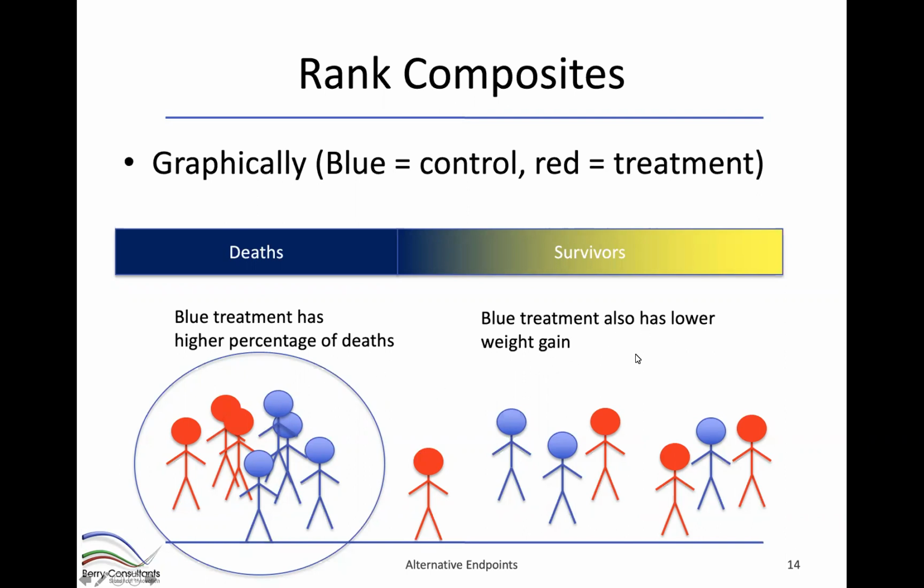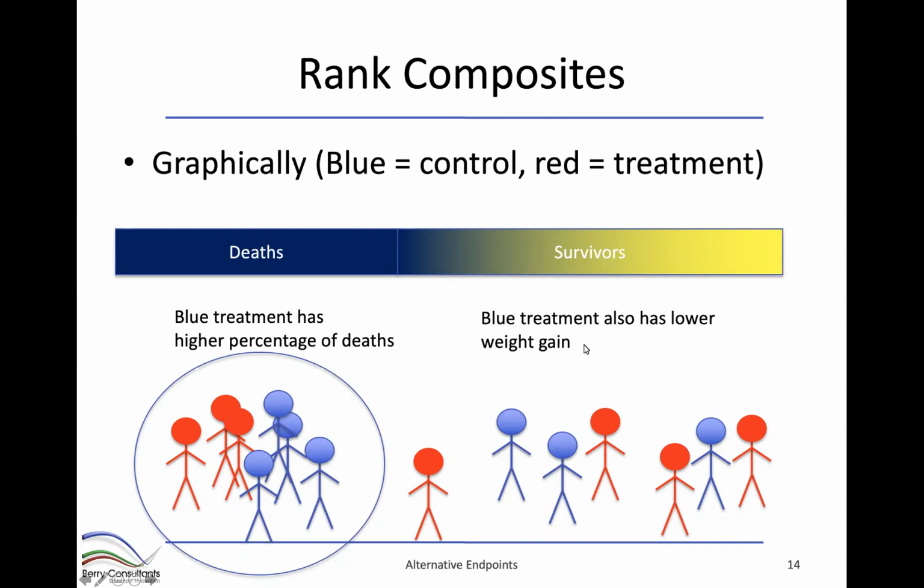We'd get information about the weight gain as well. So we'd be able to see that the red patients, granted there's this low one here, but there's lots of red patients up near the top, and the bluer patients tend to be more down near the bottom of the survivors. So we also get to see that the blue treatment seems to do a little worse on weight gain as well. So if we combine this, then we're going to get more information.